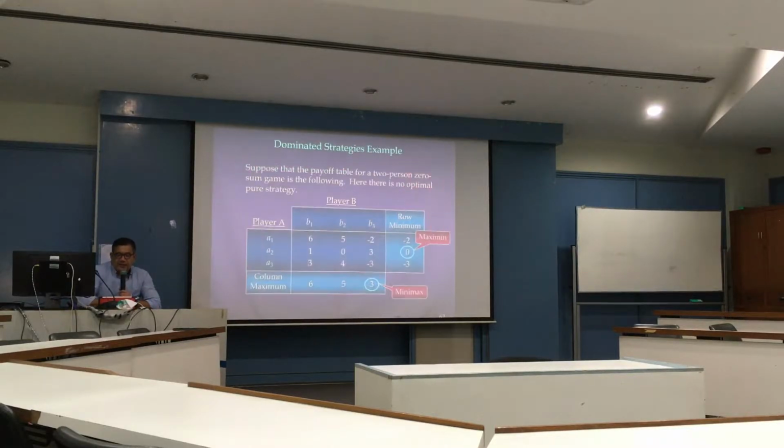And what happens if we have more than, let's say that in this case we have 2 persons, so some game, but we have no optimal pure strategy, right? Because you can see here we have player A with 3 strategies, A1, A2, and A3, and player B with B1, B2, and B3. Maximin is 0, right? But minimax is 3, both are not equal.